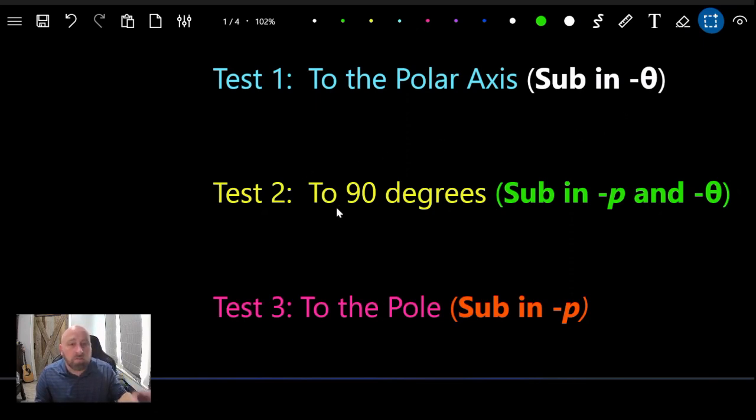Test number 2, to the 90 degrees. Is it symmetrical to 90 degrees? Well, what we do is we sub in a negative rho and a negative theta. Test number 3, to the pole. What's the pole? That's the 0, 0, basically the origin. And we would sub in negative rho for that one. So there are 3 tests, 3 different sub-ins. One is to sub in negative theta. One is to sub in both negative rho and negative theta. And one is to sub in just negative rho.